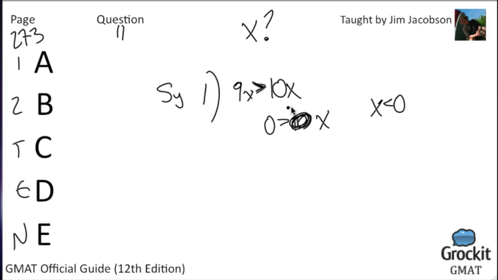You could have just said the only way that 9x could be greater than 10x is if x is negative. If x is positive, there's no way that this could be true. So x must be negative because 10x would be a more negative number. But you can also just rely on algebra. Subtract 9x from both sides, you get 0 is greater than x. Statement 2, x plus 3 is positive.